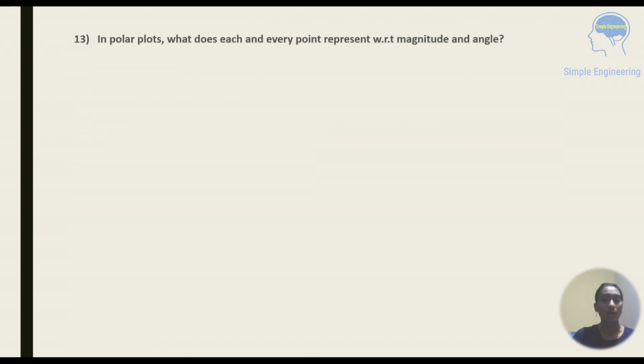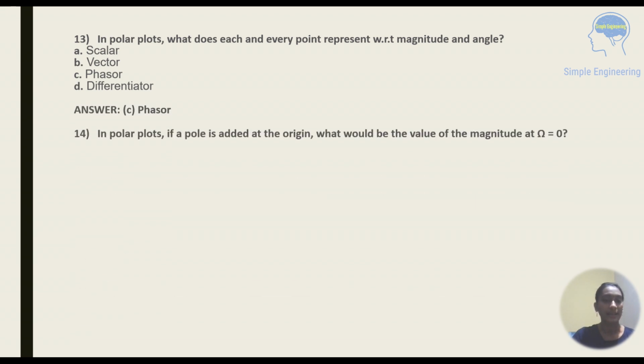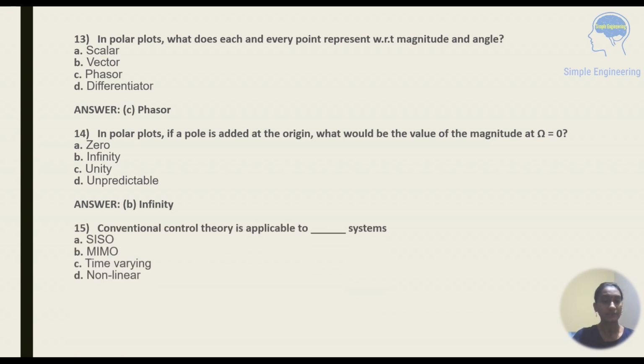Next question. In polar plots, what does each and every point represent with respect to magnitude and angle? Options are scalar, vector, phasor and differentiator, and the answer is phasor. Next question. In polar plots, if a pole is added at the origin, what would be the value of the magnitude at omega is equal to 0? Options are 0, infinity, unity and unpredictable. The answer is infinity.